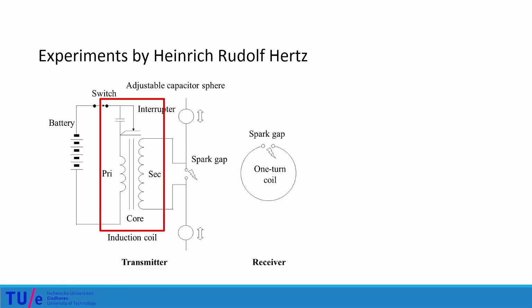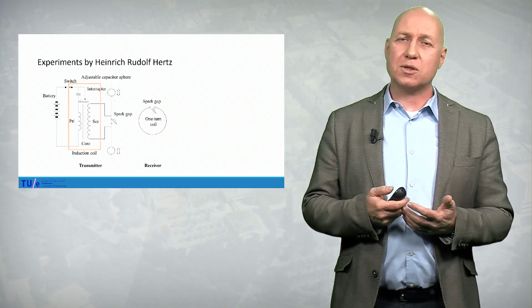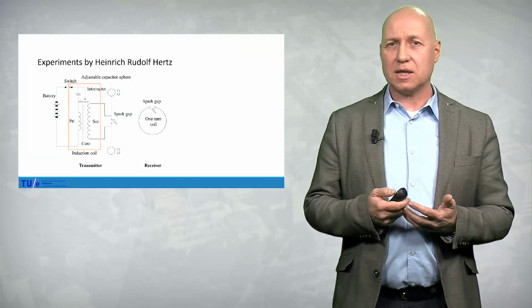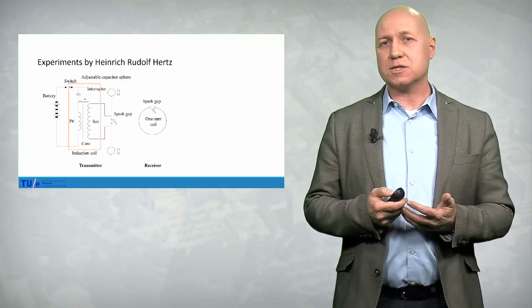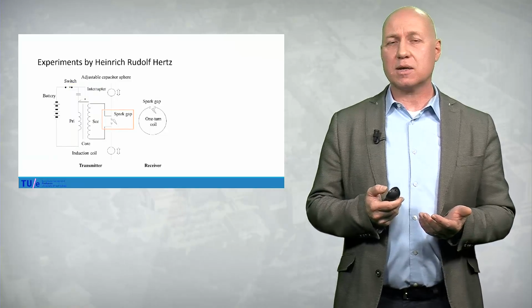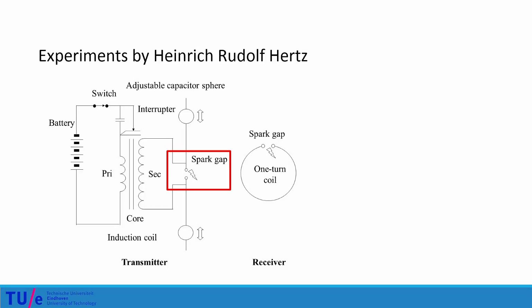It consisted of an electromechanical resonator, which consisted of a high voltage transformer with a mechanical interrupter. High voltages were fed into a spark bridge, and this spark bridge was connected to two metal rods, which we recognize nowadays as a half-wave dipole antenna. Connected to this dipole antenna were metal spheres that could be used to tune the transmit antenna.